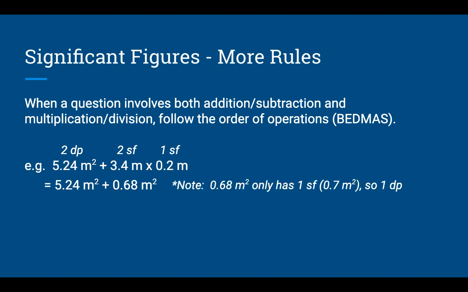Okay, but we have to remember that 0.7 meters squared will only have 1 decimal place. So then when we add 5.92 meters squared, we have to express our final answer to only 1 decimal place because of that 0.7 meters squared.